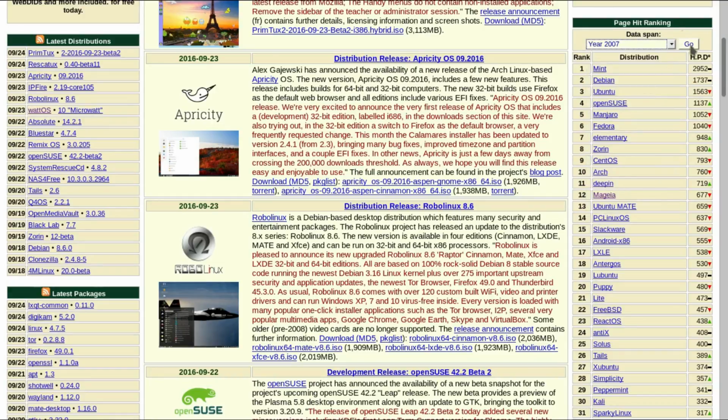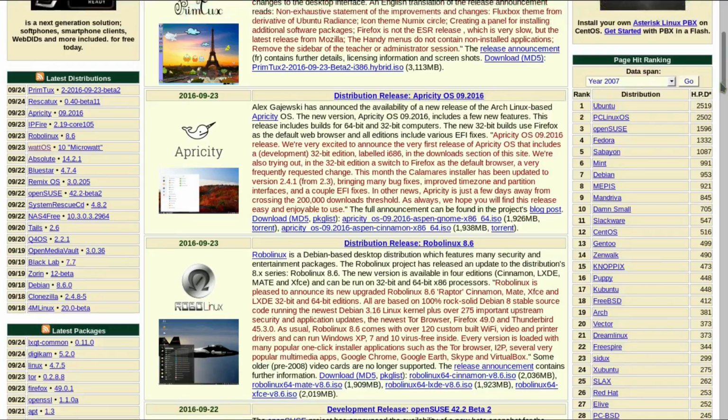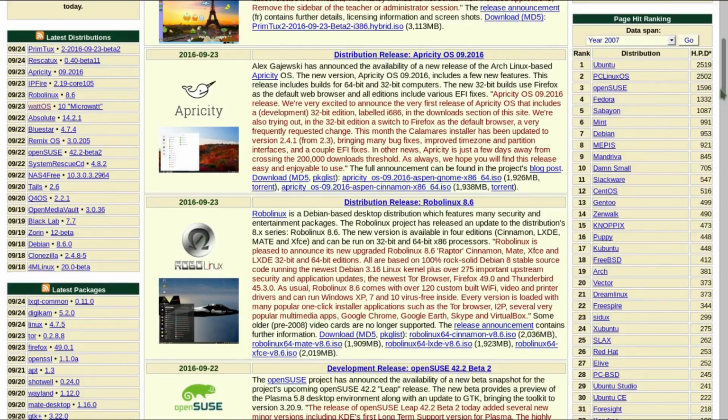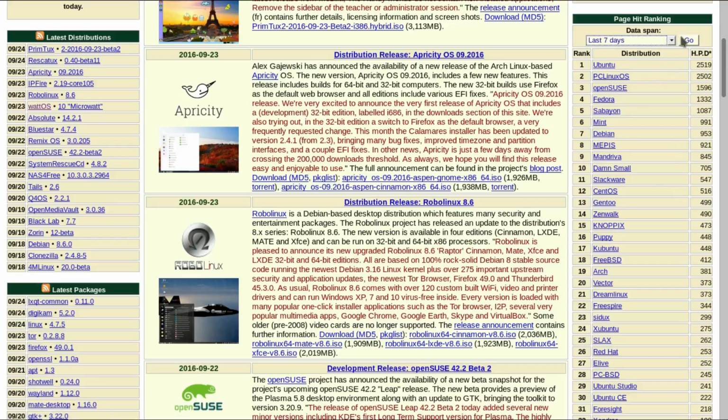You can change this. For instance, if you want a specific year, you can go to that year, in this case 2007, press go. I have the rankings for the year 2007. Or if you want the rankings for the last 7 days, get those, press go.